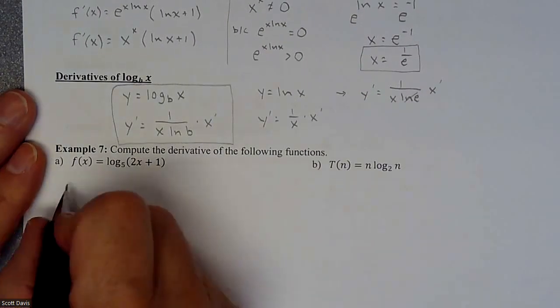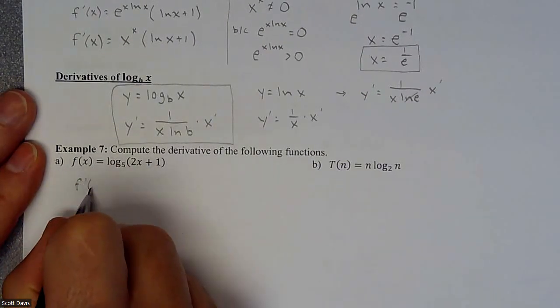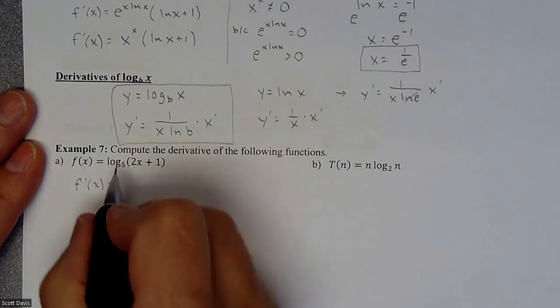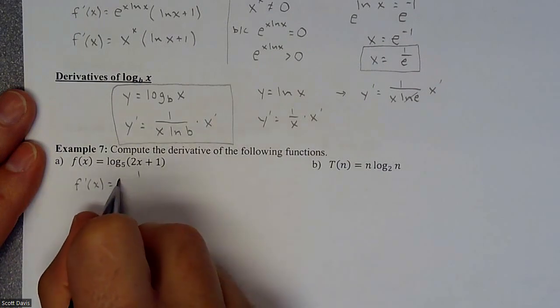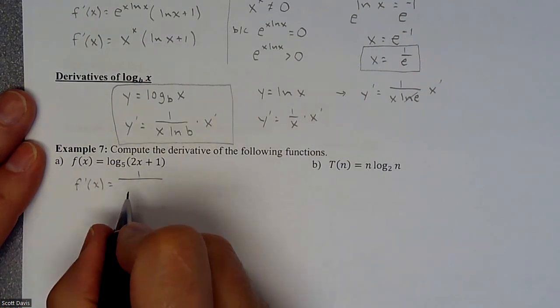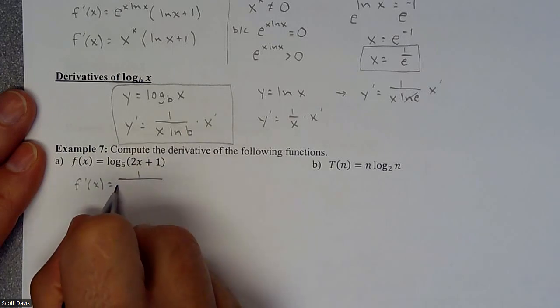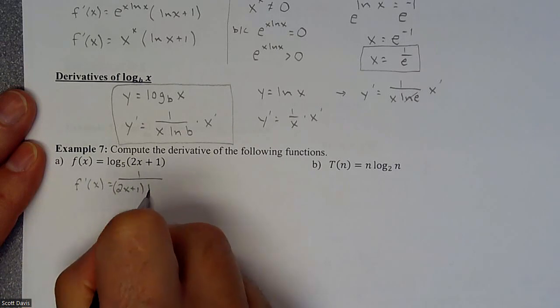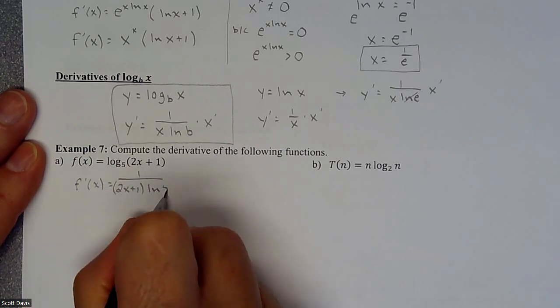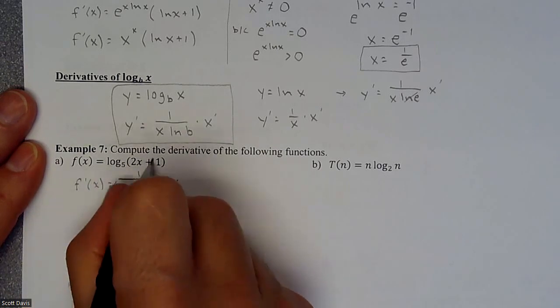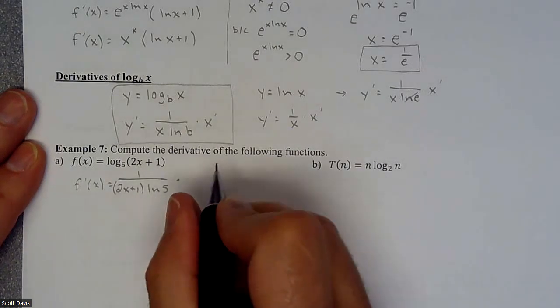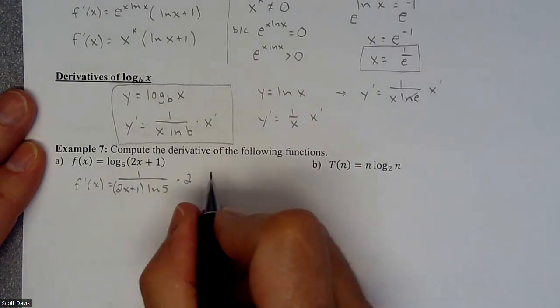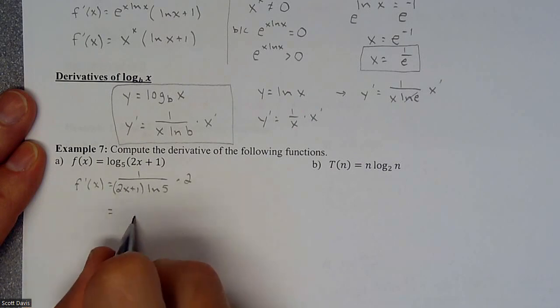So if we're going to do these derivatives, we're going to be taking 1 over the inside, so it's 2x plus 1 times the natural log of the base times the derivative of the inside. So there's the chain rule that's kicking in. So times 2.